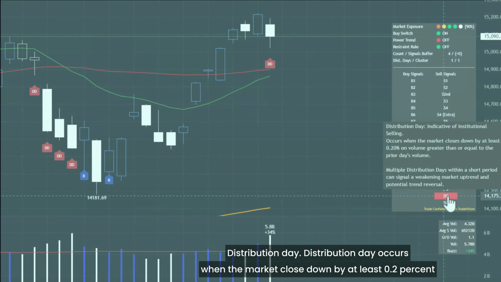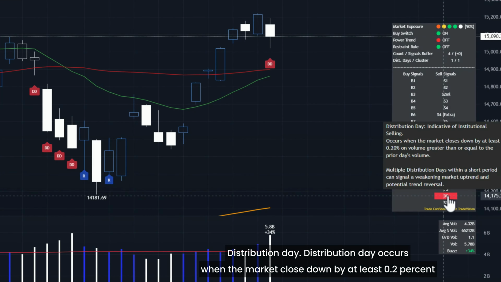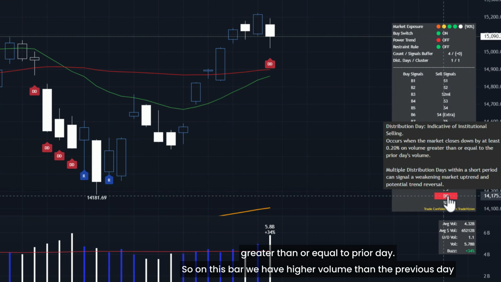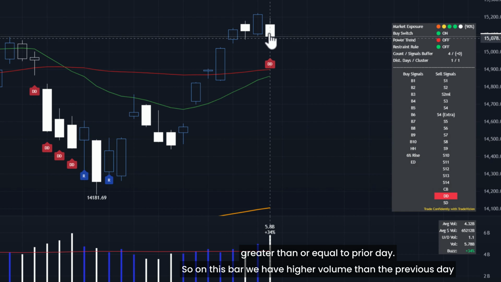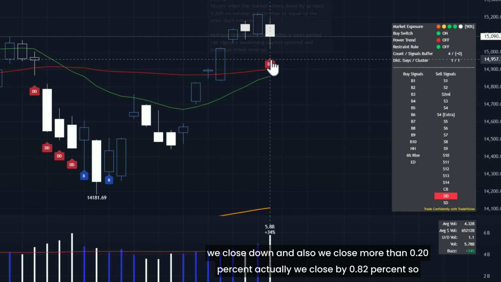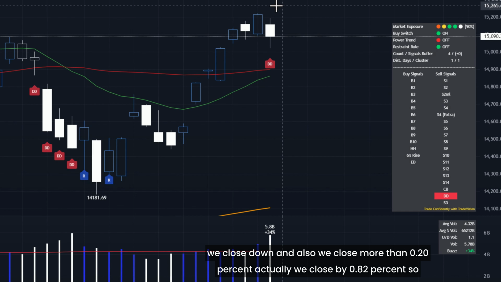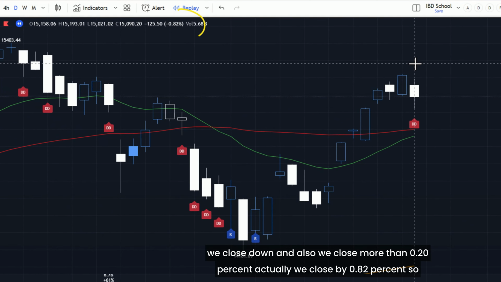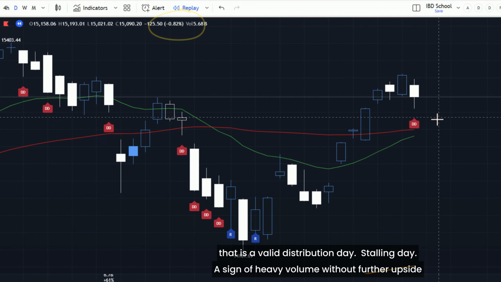Distribution day. A distribution day occurs when the market closes down by at least 0.2% on volume greater than or equal to the prior day. So on this bar, we have higher volume than the previous day, we close down, and also we close more than 0.20%. Actually, we close down by 0.82%, so that is a valid distribution day.